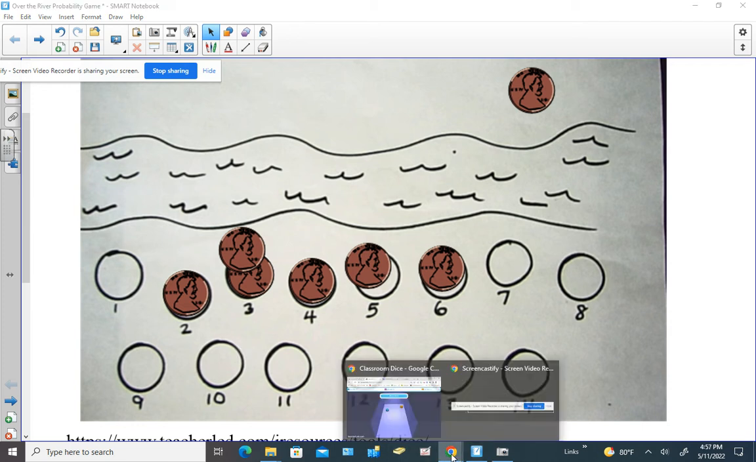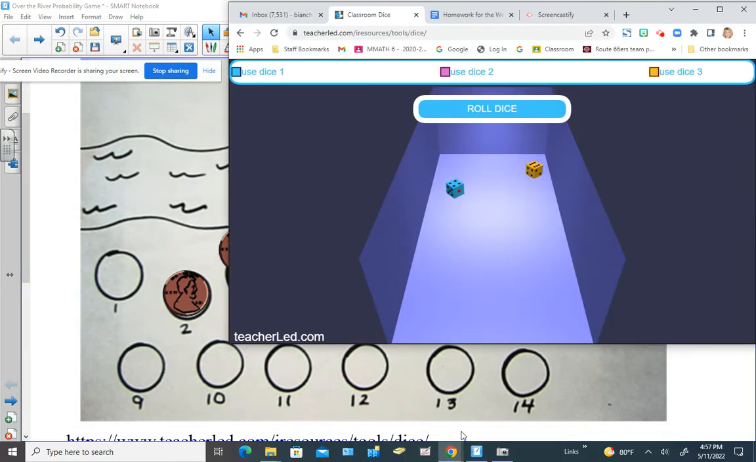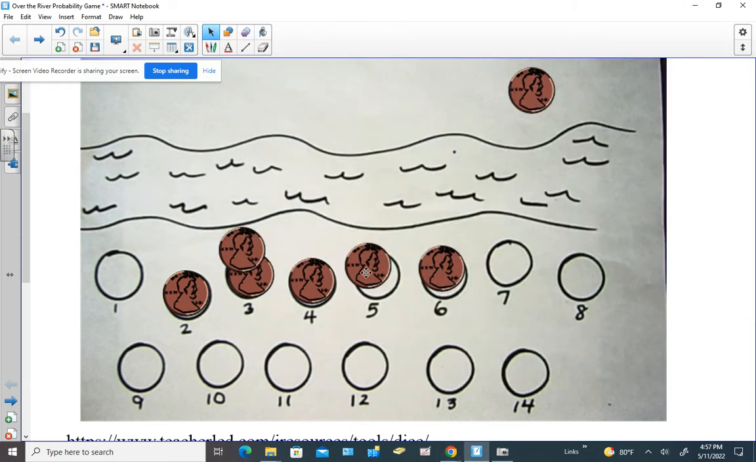So let's roll the cube again, and let's see if the way I have my game board set up, I'm going to roll the dice, and that time we have 5. So if we look at my game board, is 5 on there? It is. So I would get to cross the penny over the river. Now if you're playing this with a bunch of classmates, the first of you that crosses all of your pennies over the river will be the winner.